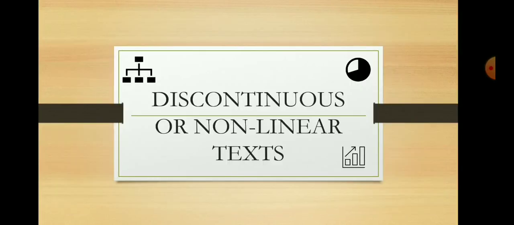Now we're going to see the discontinuous or non-linear text. The discontinuous or non-linear texts are the graphics, the diagram. I'm sorry, I forgot it. But basically they are the graphics.